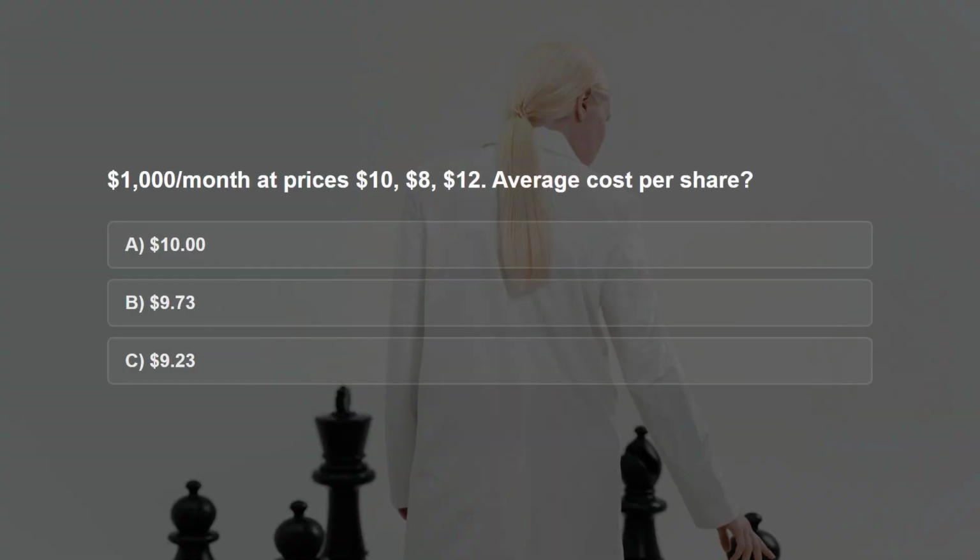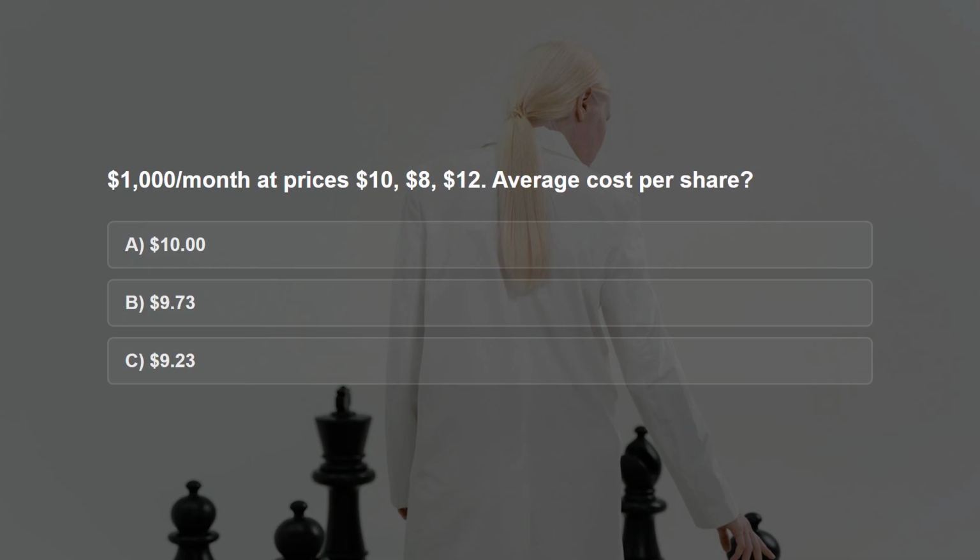Question 2. An investor puts $1,000 per month into a fund. The share price is $10 in month 1, $8 in month 2, and $12 in month 3. The average cost per share is closest to A. $10, B. $9.73, C. $9.23. Try it. If you chose A, you took the arithmetic mean of the prices. 10 plus 8 plus 12 divided by 3 is 10. That is wrong for dollar cost averaging. The correct answer is B.